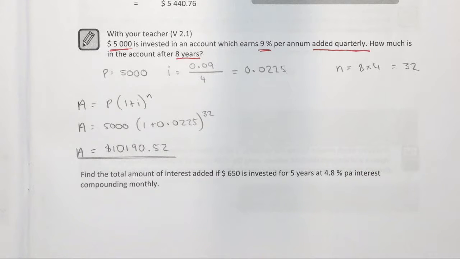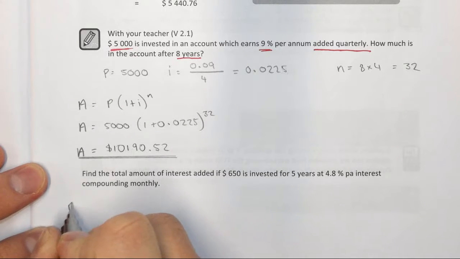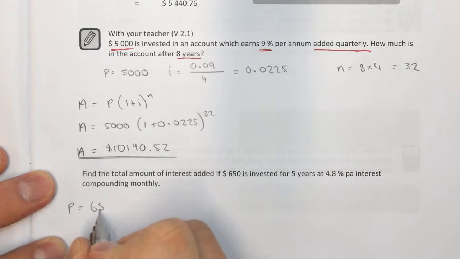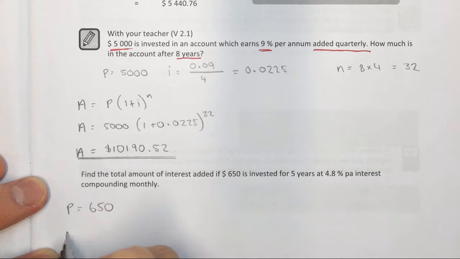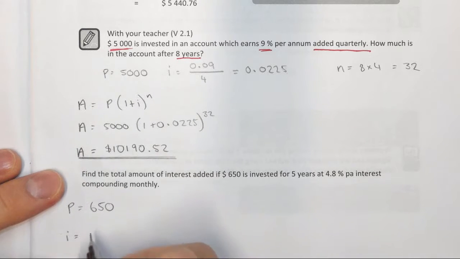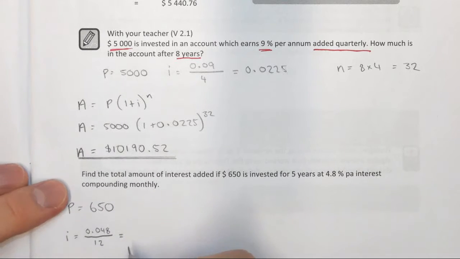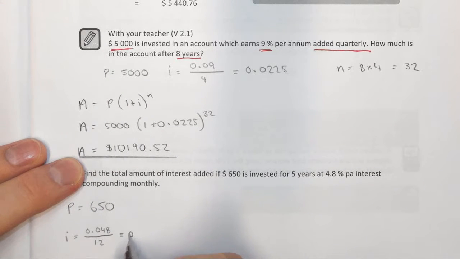Okay? So, again, we're going to write down what we know, and it's a bit similar. So, we know that P equals 650. What do we know about I? Who can tell me how you would come up with I? Holly, how would you do it? So you make the 4.8 into a decimal. Great, which is? 0.048. Perfect. And then you divide it by 12. Great. Excellent. Because it's monthly, which gives us an answer of? 0.004.